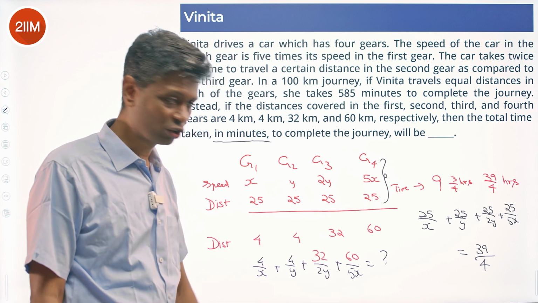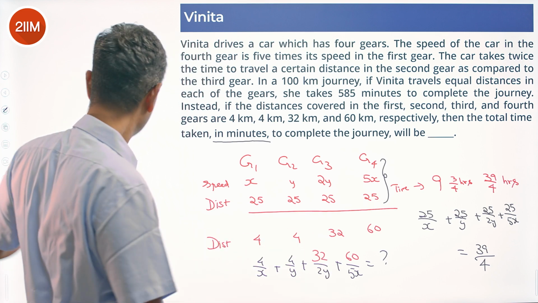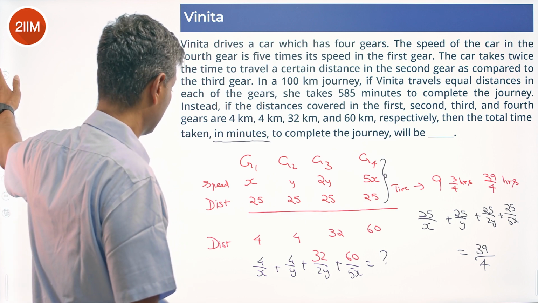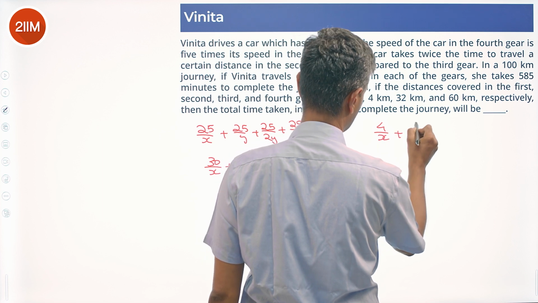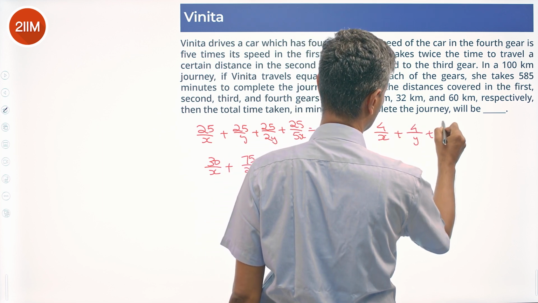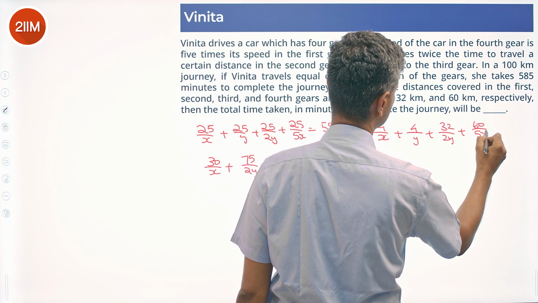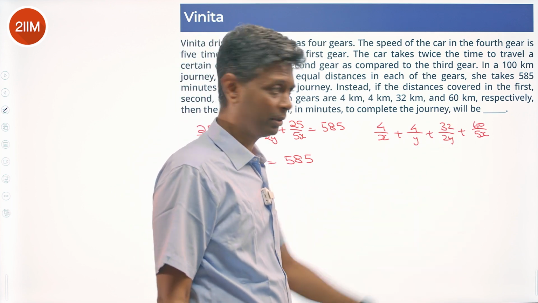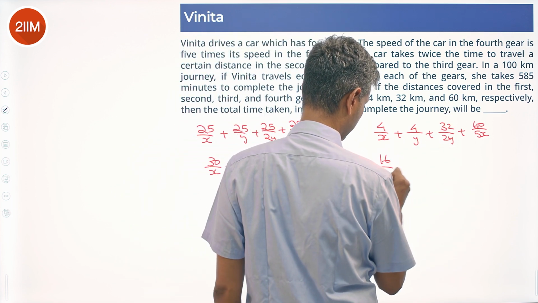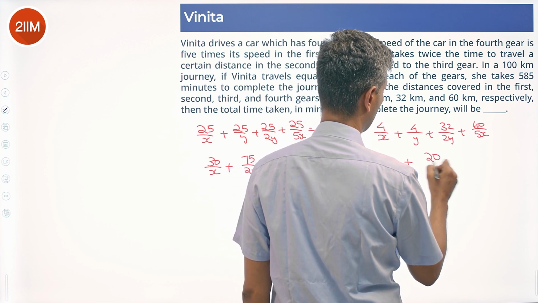60 by 5x is 12 by x. 32 by 2y is 16 by y. I'm going to write this down there and then simplify that. 4 by x plus 4 by y plus 32 by 2y plus 60 by 5x, what is that equal to? This is 4 by x, that is 12 by x, 16 by x, 4 by y plus 16 by y plus 20 by y.